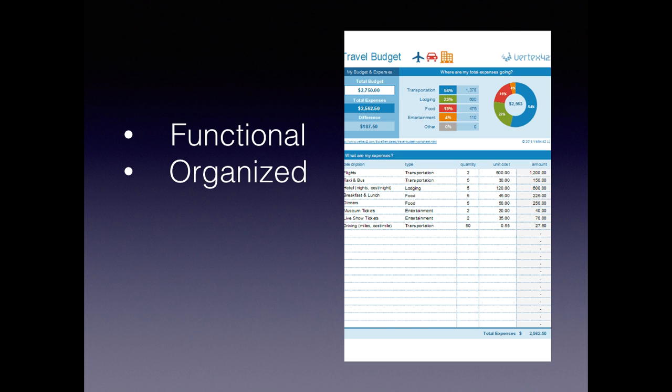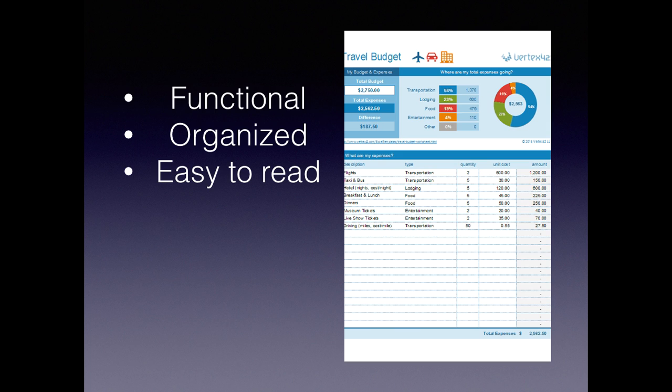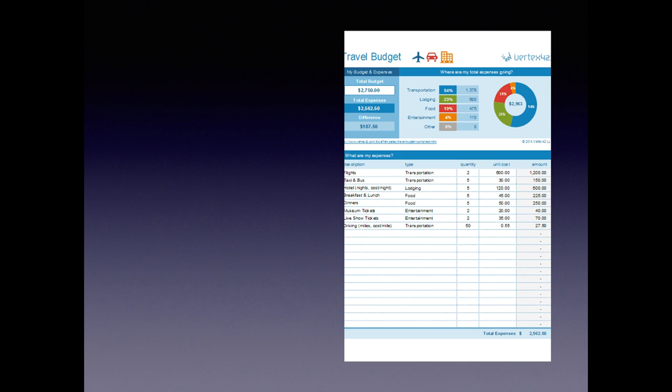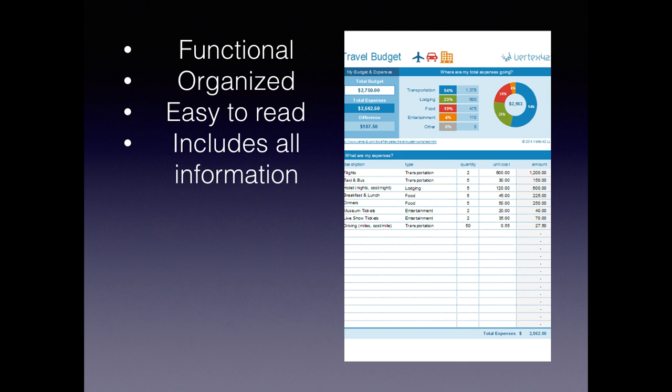Now, make sure it's organized correctly, where everything is well put in the right place, so people can have easy access to it. And finally, make sure it is easy to read. A lot of times budgets end up being just a whole bunch of numbers and it hurts your eyes to look at. The other thing is make sure it includes all the information that is required for it to be a successful budget.